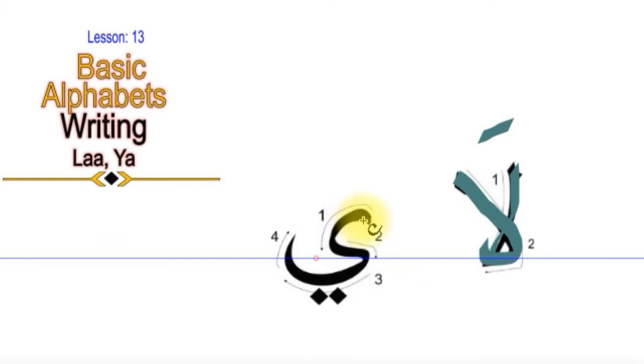Let's do it again. One more time. From the top, stroke, down, sideways, semicircle, 2 dots, 1, 2. Put a Fatha stroke. That's it. La, La, Ya, Ya.